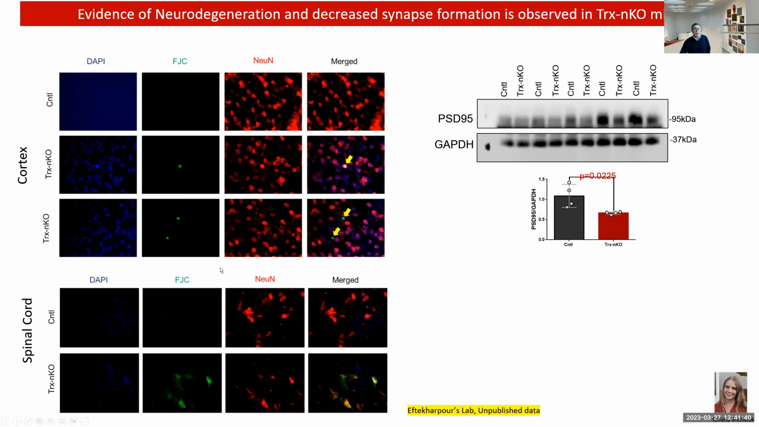We also are showing here some neurodegeneration. We have stained spinal cord and cortex with Fluoro-Jade, and we can see that some of the neurons are showing markers of neurodegeneration as labeled with this. This is evidence of a lack of synapse, or a lack of efficient synapse formation, in thyroidexin neuronal knockout mice as tested by PSD95.